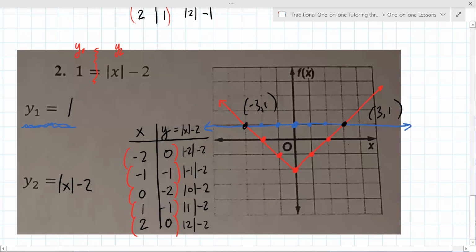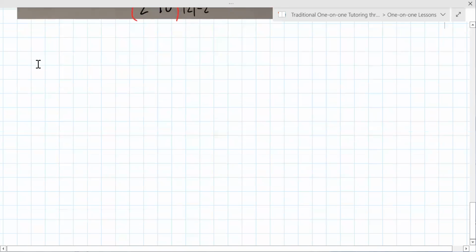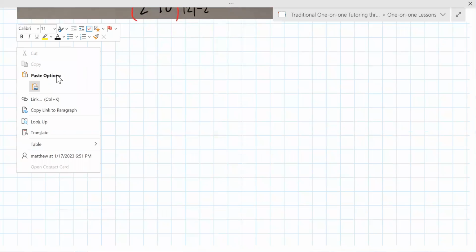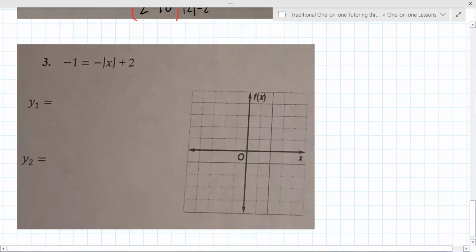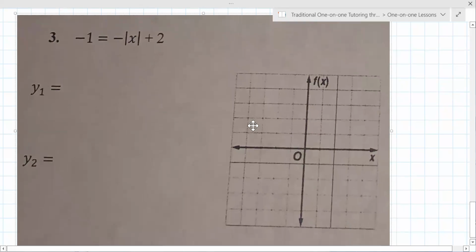Okay, let's do another one here. We'll do number 3 because it's probably the last one we'll be able to get to. It's got a little wrinkle to it, a little difference from the others. Okay. All right, so y1 is -1, y2 is the negative absolute value of x plus 2.